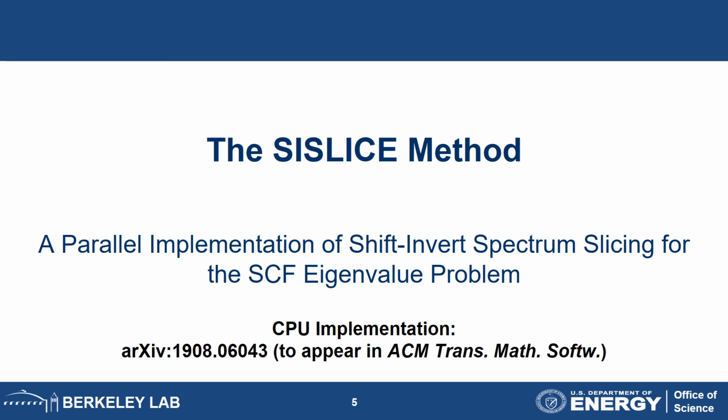About a year ago, we submitted a paper to TOMS detailing a reference CPU implementation of the so-called SI-SLICE method, which is a parallel implementation of shift-invert spectrum slicing specifically tuned for the SCF eigenvalue problem. It's also on arXiv, shown here with the identifier at the bottom of the slide. Most of the details of SI-SLICE are relatively GPU agnostic, so I'll briefly outline how the method works and would encourage those who are interested in other details to check out the arXiv paper.